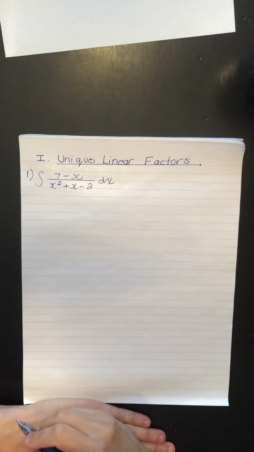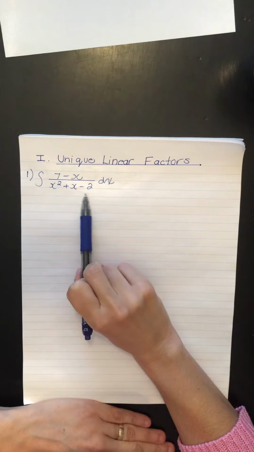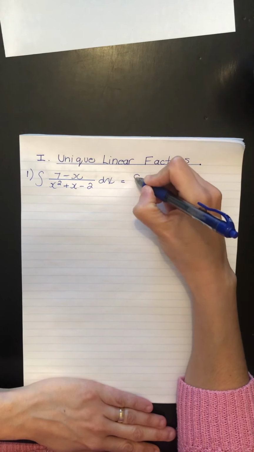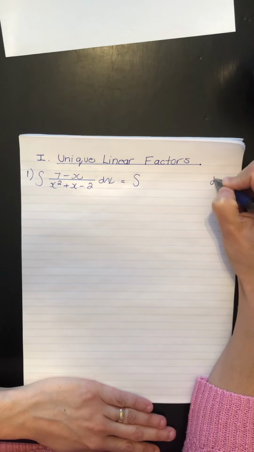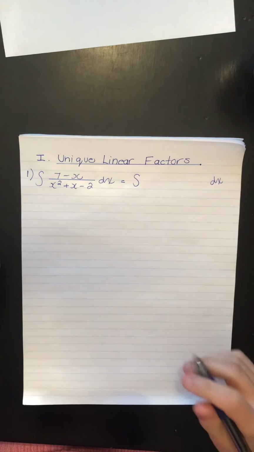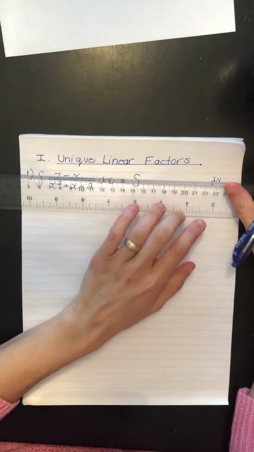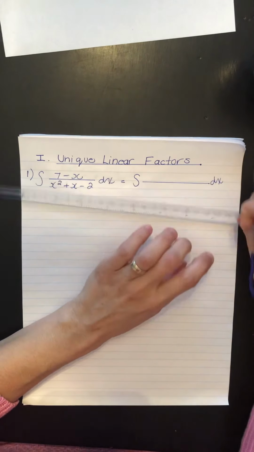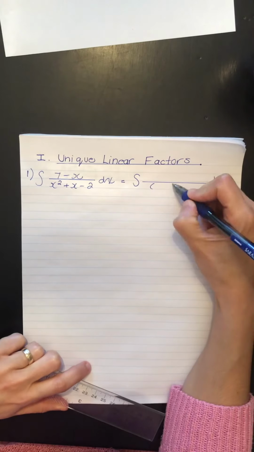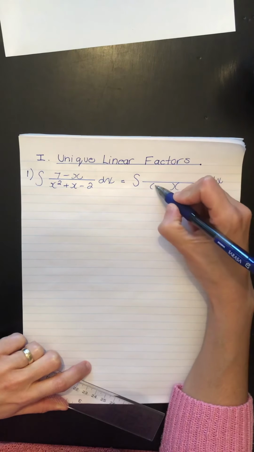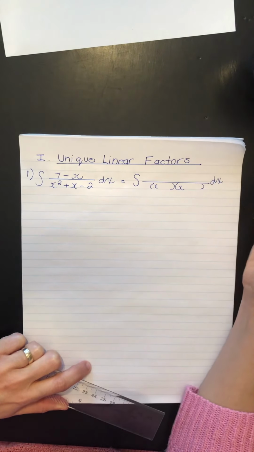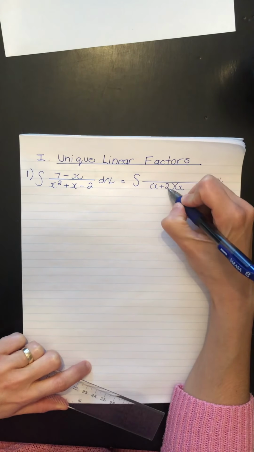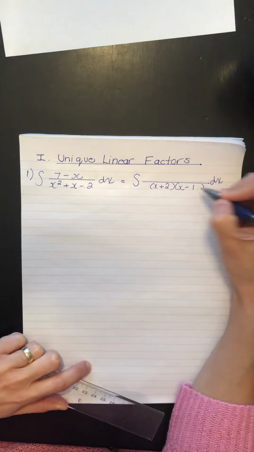The first thing we do is check to see if the denominator can be factored. And in this case, it can be. We're looking for a product of -2 and a sum of 1. Okay, so we're going to have as our factors an x plus 2 and x minus 1.